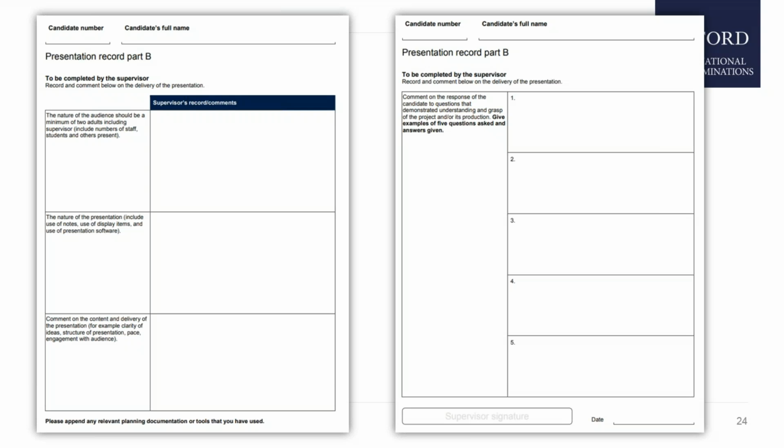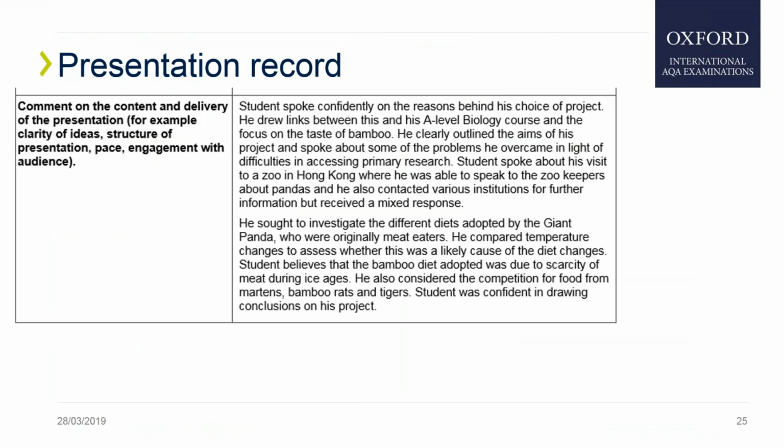That's fine. The last section on the first page, comment on the content and delivery, I've got an example here, is worth talking about in a bit more detail. So this is where the supervisor comments on the content and delivery of the presentation. For example, the clarity of ideas, the structure of the presentation, the pace and engagement. So think, this is the primary place in terms of assessment where Oxford AQA and the exam board will be looking for the evidence. So this tells us how good the presentation was.